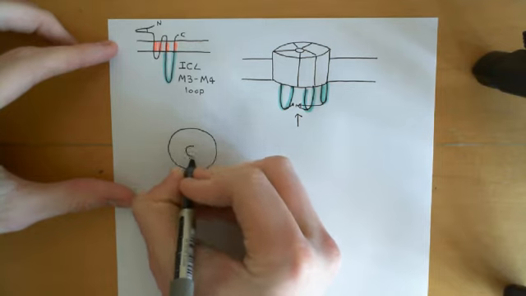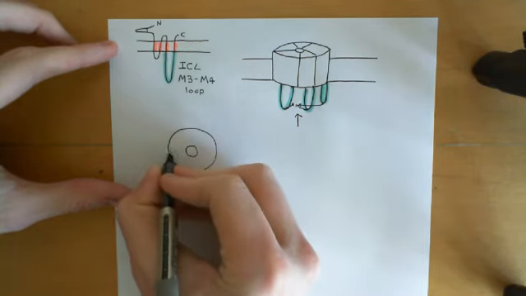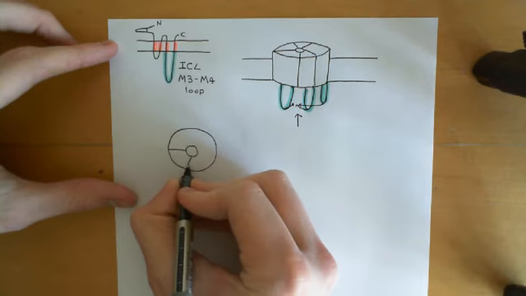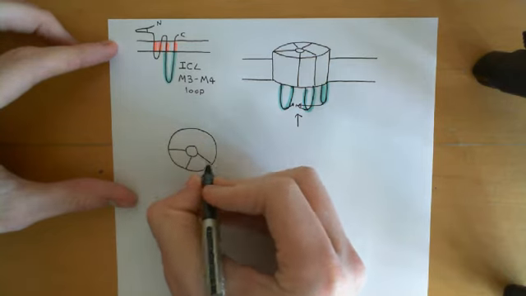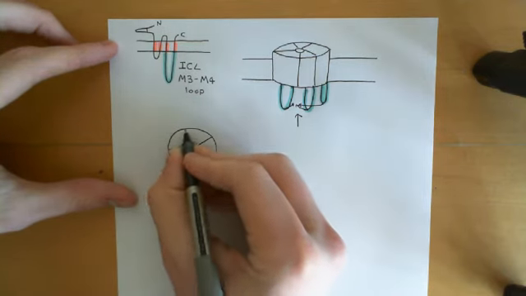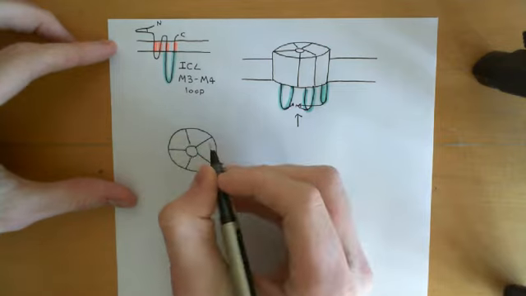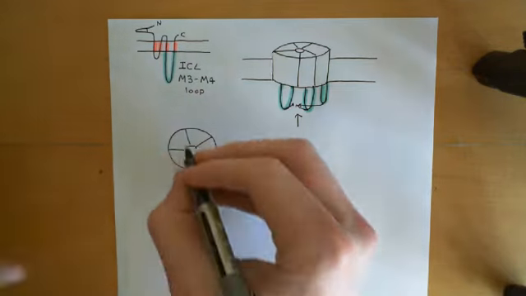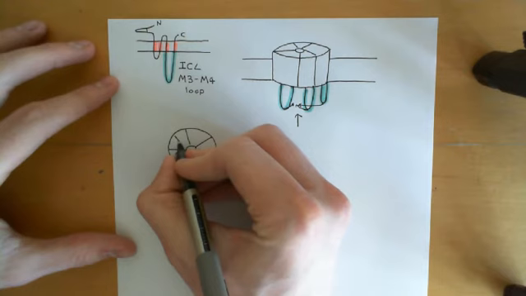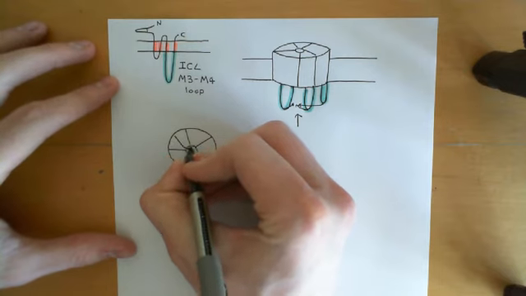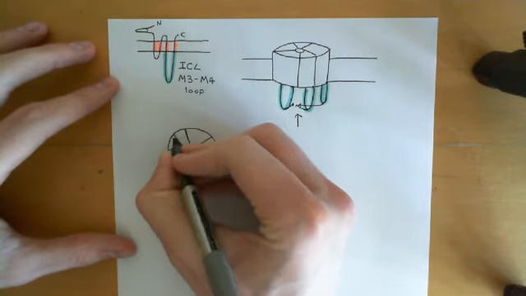Okay, there's the pore here. Now I'll split it up into the separate subunits. So here is one subunit, here is another, a third one, and a fourth one. Now I'm going to show the intracellular loops coming down from here. Basically, we think they all come together in the center.